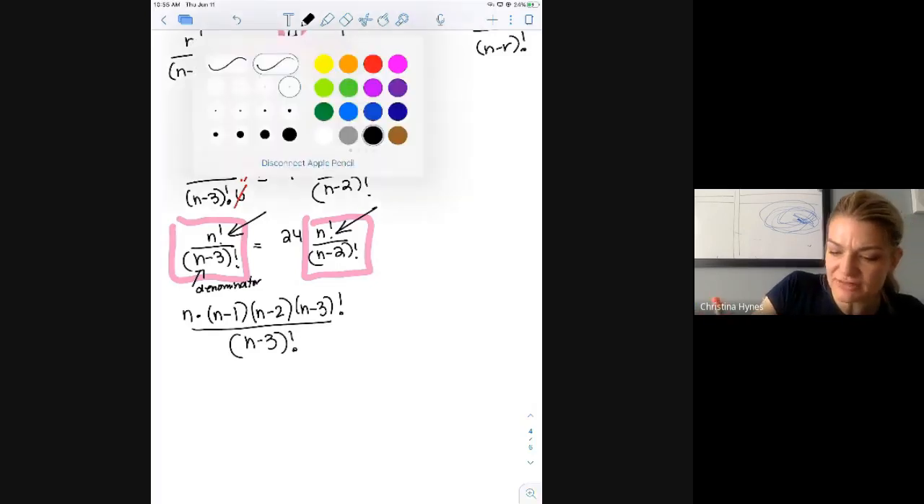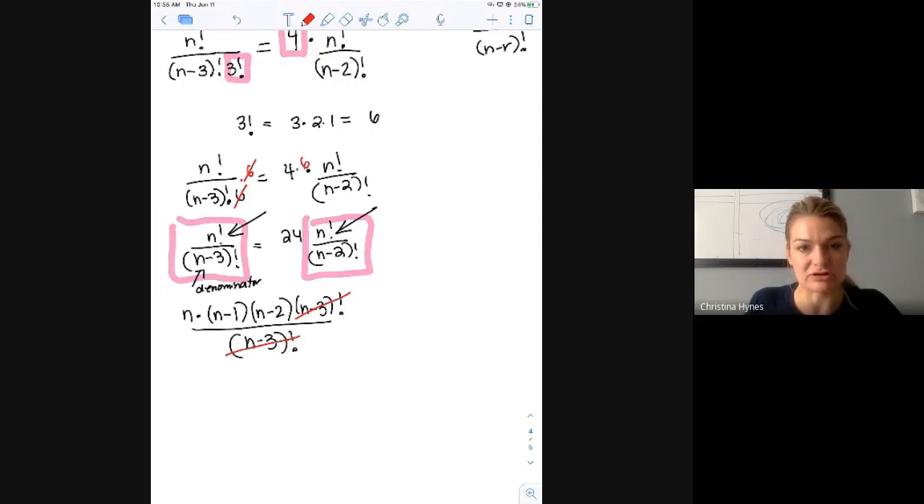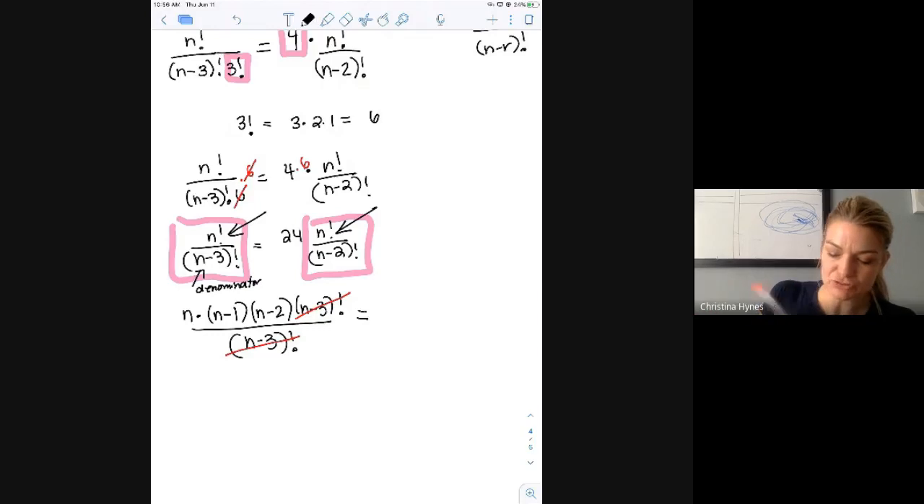The reason we do that is now these two guys can cross off with their factorial. So now it doesn't continue on forever, because that's what factorials do. They continue all the way down to 1, and we don't know where that is because we don't know what n is. So we're getting rid of those factorials by counting down until we can cross off the same factors, top and bottom. Now you do the same thing on the right side.